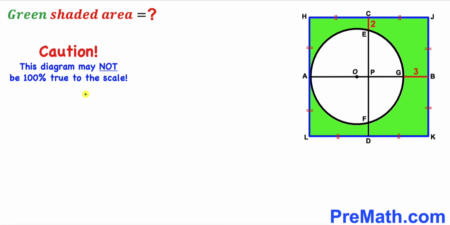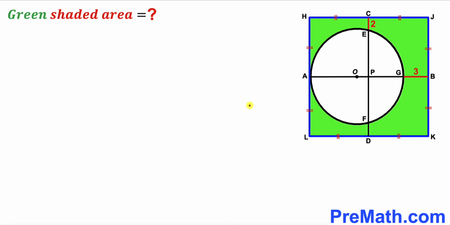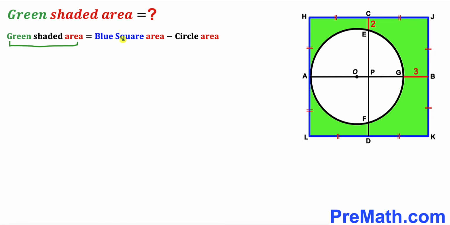And please keep in mind that this figure may not be 100% true to the scale. Let's go ahead and get started. And here's our very first step. Since we are interested in calculating the area of this green shaded region, let's make an observation. We can see that the green shaded region area is going to be equal to the big blue square area minus the area of the circle. So therefore now our task is to calculate the area of this big blue square, and likewise we are going to calculate the area of this circle as well.